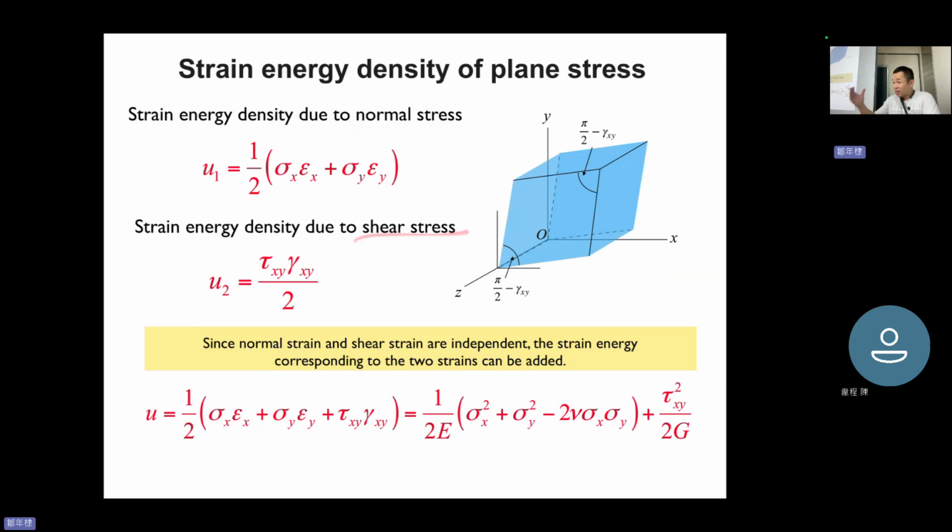So now I'm saying that U1 and U2, due to the normal stress and shear stress, are independent, so they can be added together. Okay, so they are added. Then, if I don't want to use epsilon x, epsilon y, and gamma xy, how can we do it? All we need to do is use what we learned on the previous page: epsilon x equals this. We learned this before, right? In the previous few pages.